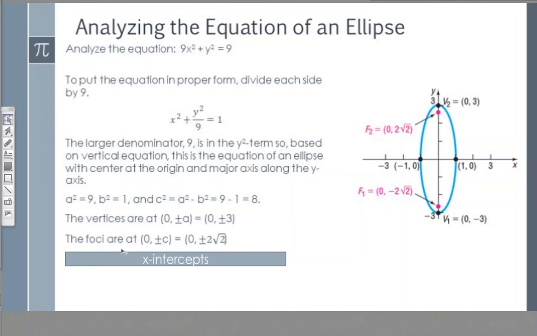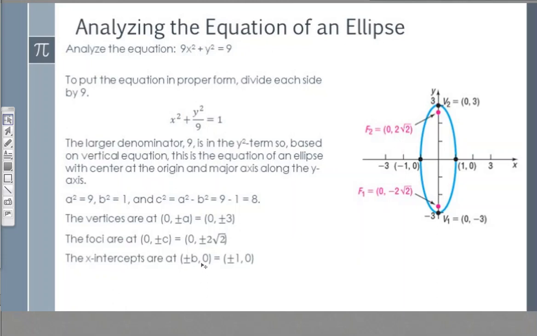So my k value is 0, so I'm not really worried about it, but my c value is 8. Well, if you simplify it and you get the square root of 8, you're going to end up with plus or minus 2 multiplied by root 2. And then my x-intercepts, that's going to be your b values with your x values. So my b value is 1, so I'm going to get plus or minus 1 with 0.